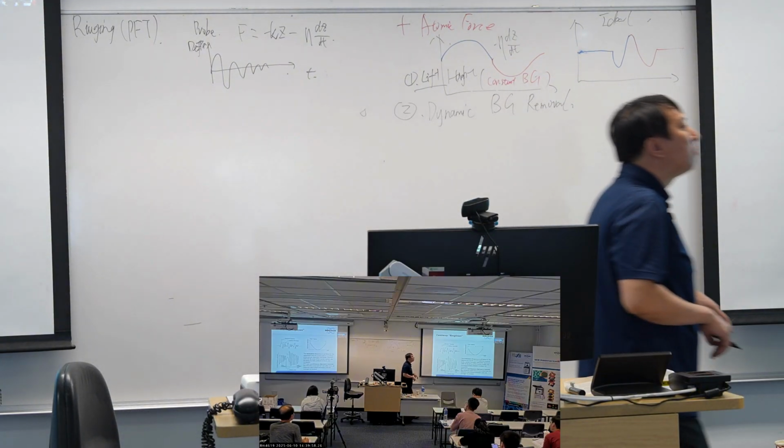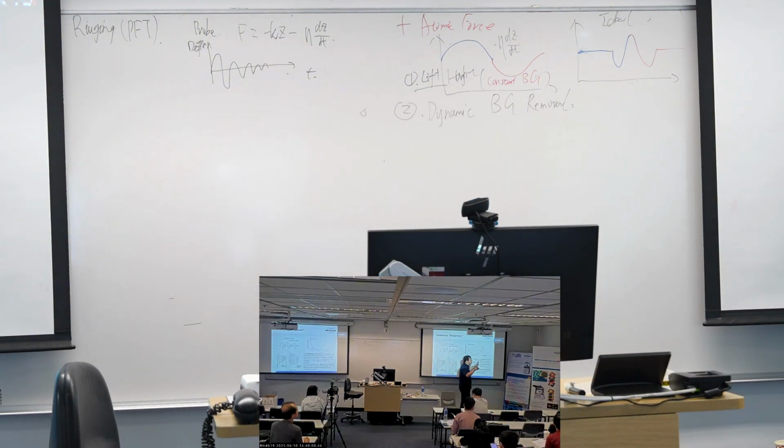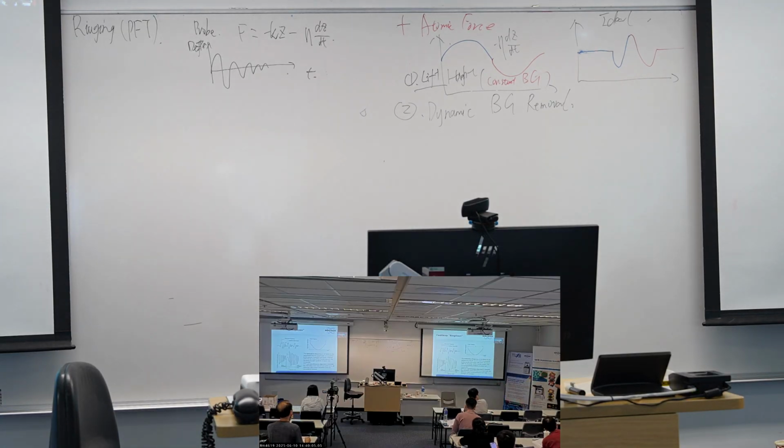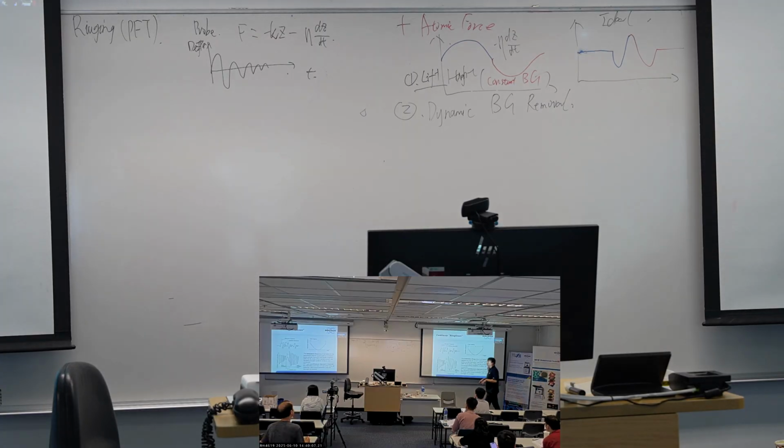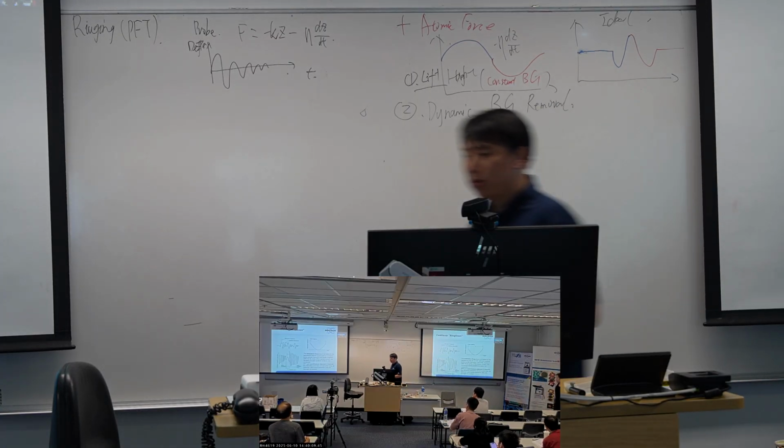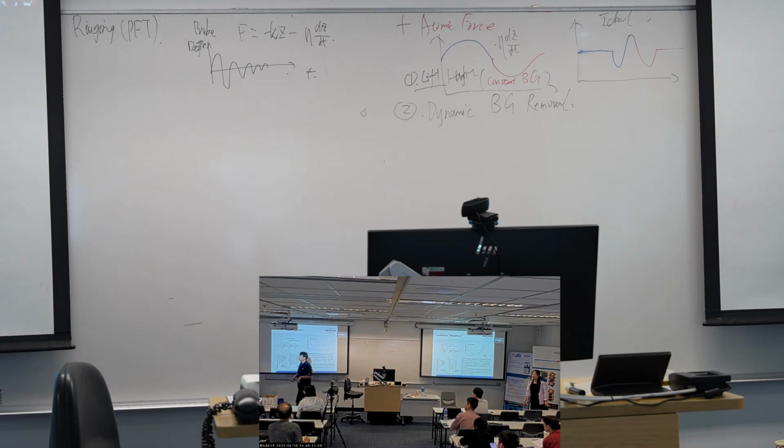Do we have a ruler or something? 尺子. We may be able to show you with a ruler or something.